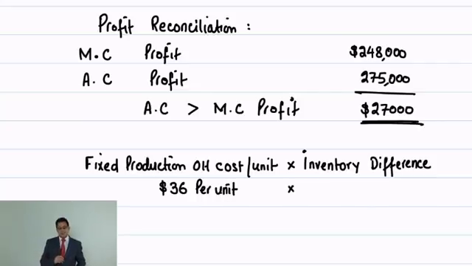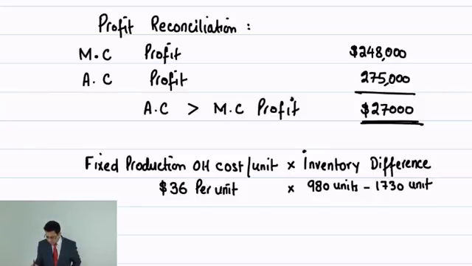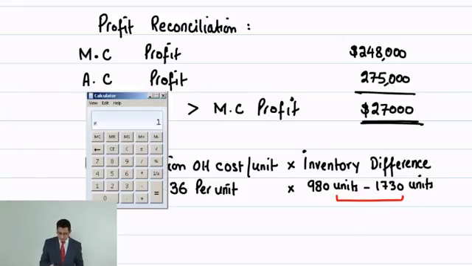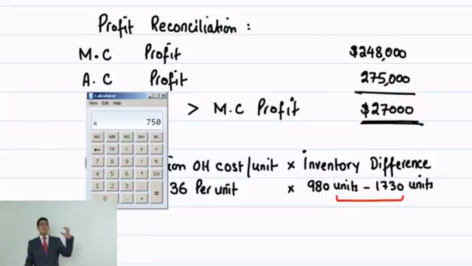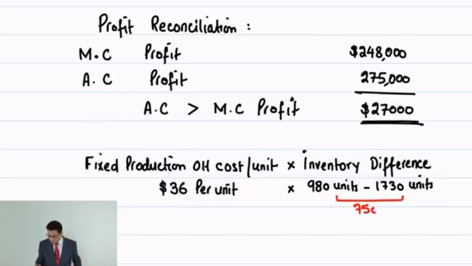And what is the inventory difference? Well, opening inventory was 980 units and the closing inventory was 1730 units. So can we not say the difference between inventory is 1730 minus 980? Can we not say that inventory increased from opening to closing by 750 units? Inventory levels increased from the beginning to the end of the period by 750 units. That's the difference in inventory.